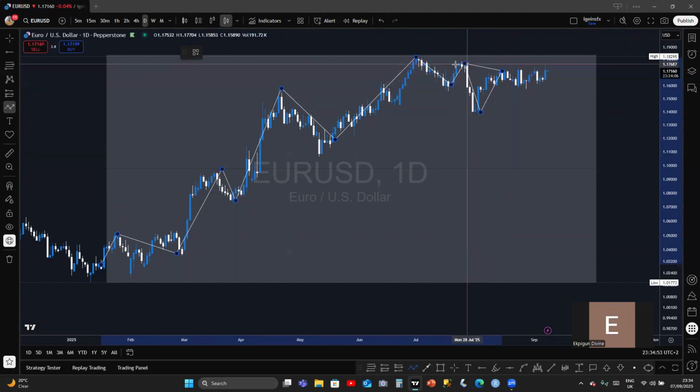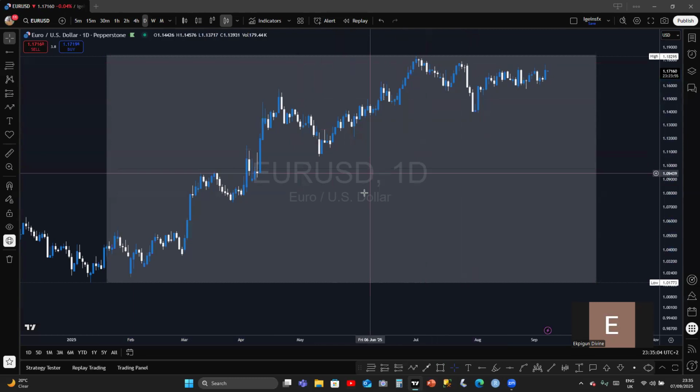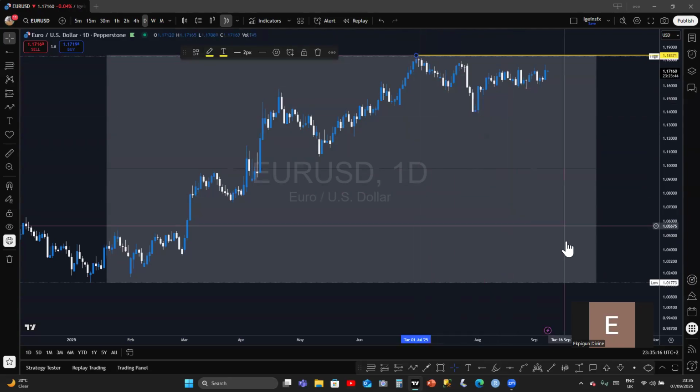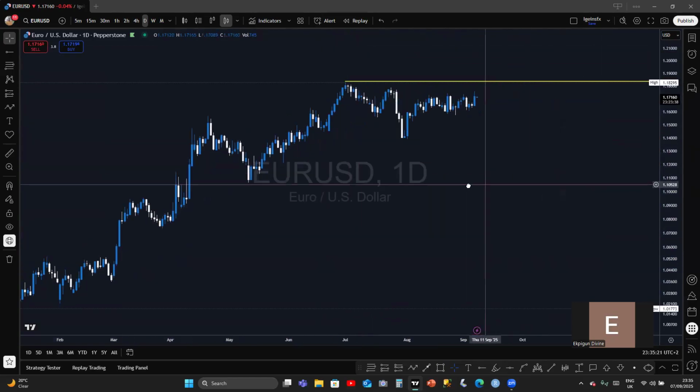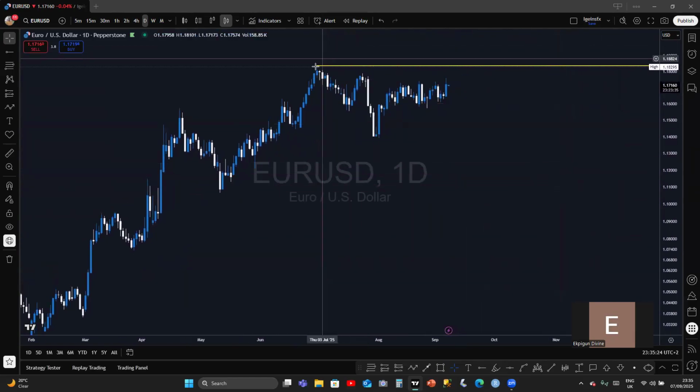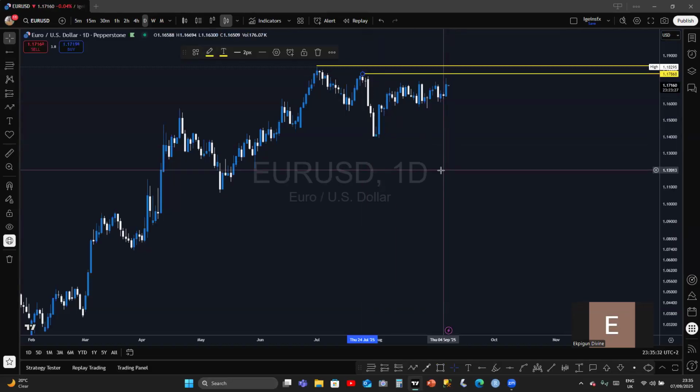But here, when price got here, something strange happened. Did you look at it? Yes, sir. Market shift. Okay. The market shift happened because this is the highest high. Then this one here is a lower high.